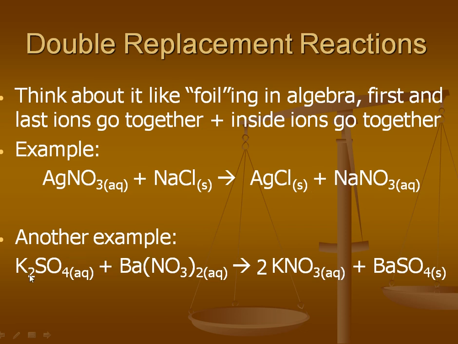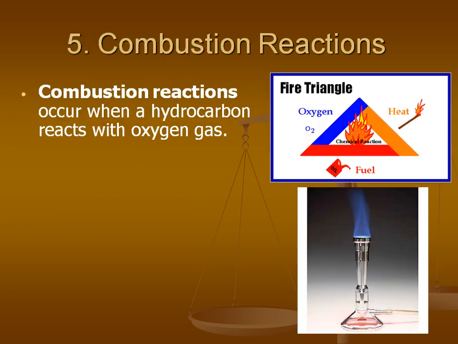Another example: potassium sulfate reacts with barium nitrate, converting into potassium nitrate and barium sulfate. Again you can observe that there is a clear-cut exchange of cations between these two compounds. So these are known as double replacement or double displacement reactions. With the arrow sign also you can understand.